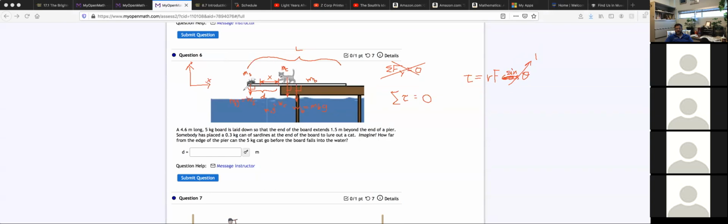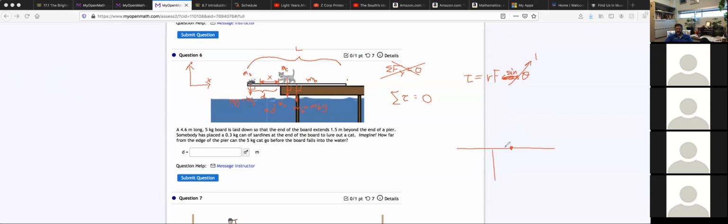But what we really want to do is set up our problem so that it makes sense for the answer. It says, how far from the edge of the pier can the cat go before the board falls in the water? So we might as well make our 0 point the edge of the pier so that when we get an X, it tells us the answer, and we don't have to do extra calculations to figure out the answer. So we're going to figure out all of our distances from the edge of the pier, which means I need to redraw this because this is a mess. So I'm going to go ahead and redraw this picture over here and make it a little simpler. There's our board. There's our pier, maybe. There we go. There's our pier. We have the middle of our board right here.